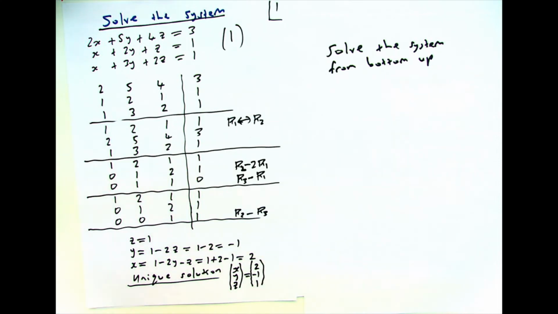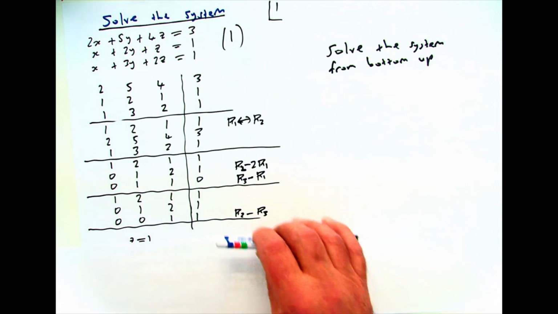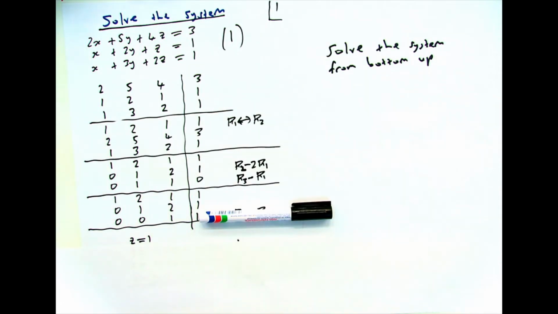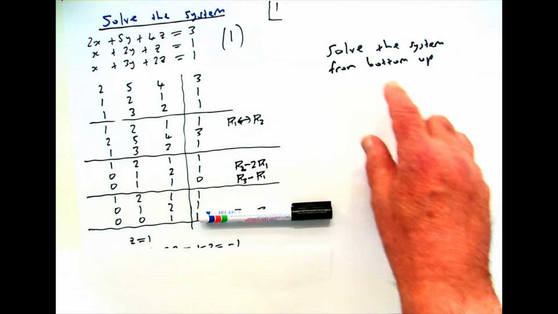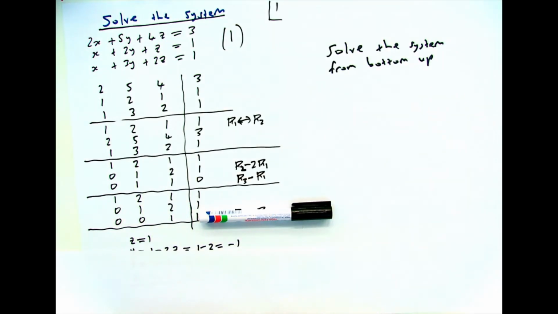Okay, now we've got our system in row echelon form. Every row starts with more zeros than the one before. Now we're ready to solve from the bottom up. So we start with this row. And it immediately says Z is equal to 1. So we've got Z. We're going from the bottom up. So Z is equal to 1.